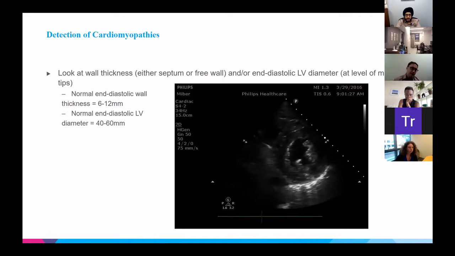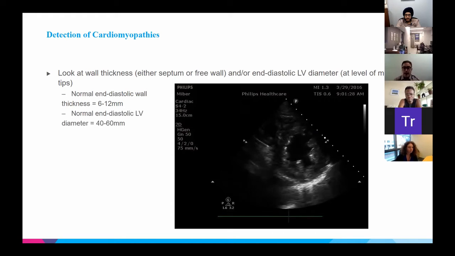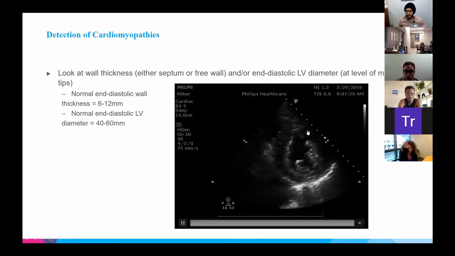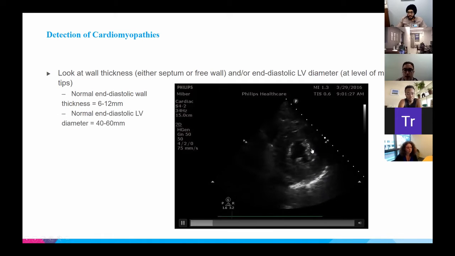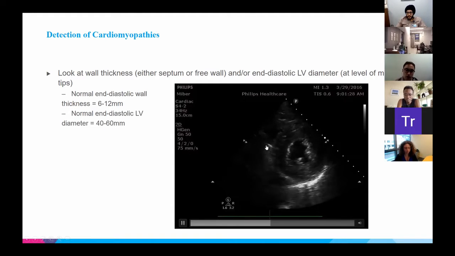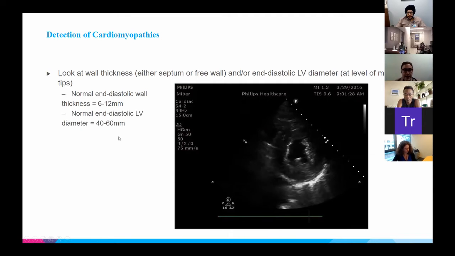The other thing that this view tends to be useful for is in the detection of cardiomyopathies, right? What we're doing here is paying attention to the wall thickness. You want to pay attention at the septal wall or the free wall and look at how the diameter changes over time and measure it at the timing of end-diastolic LV diameter. So what you can do is freeze the image and use your calipers or measure button to delineate the distance. And for normal thickness, you want it to be between 6 to 12 millimeters.